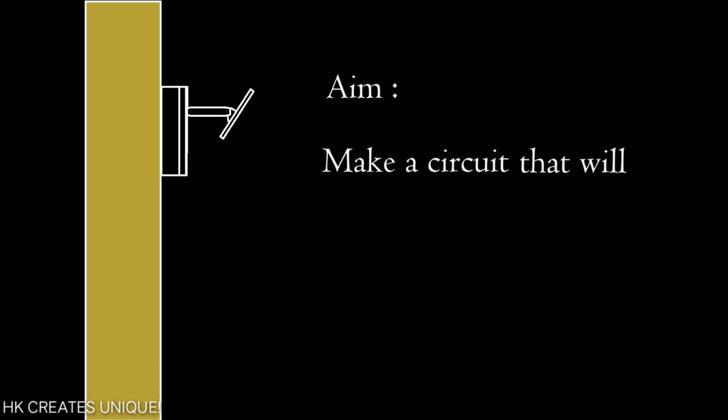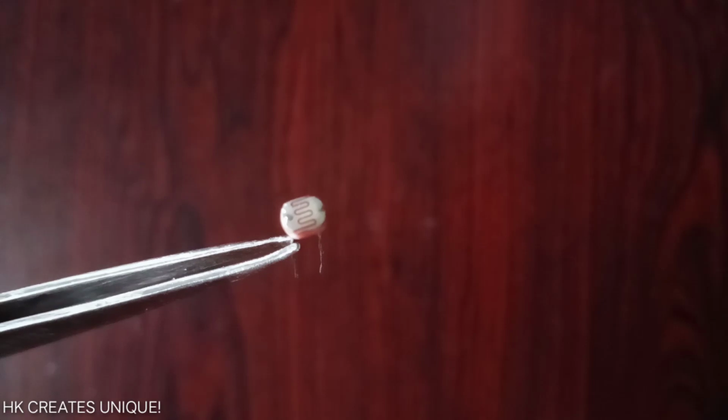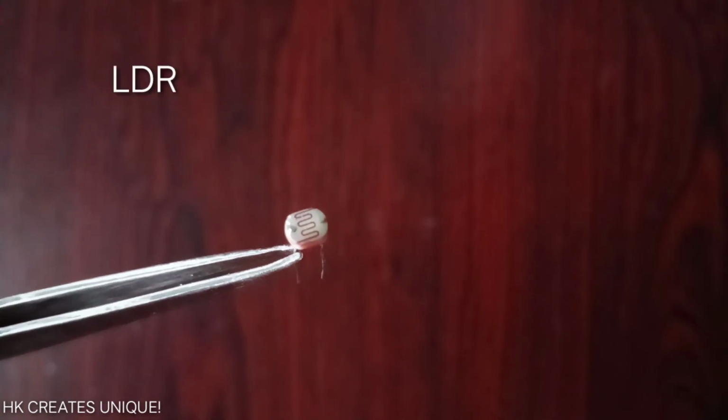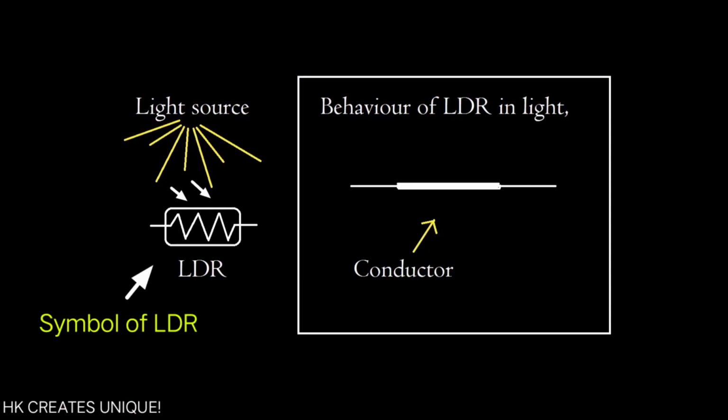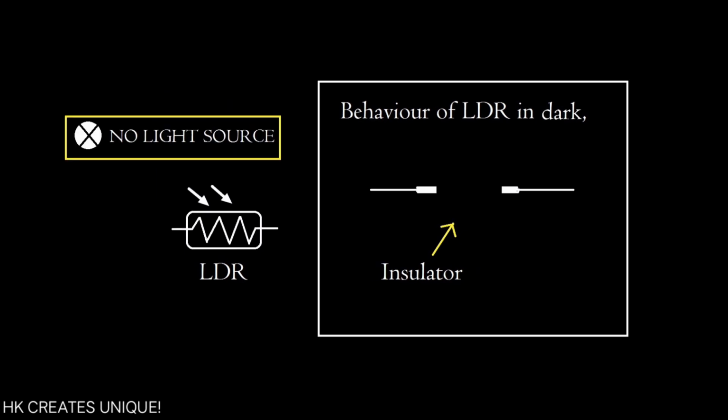Our aim here is to make a circuit that will turn the LED on automatically in dark. For that, we need a light sensor. So for the sensor, I have an LDR. It acts like a conductor when light falls on it, and acts like an insulator when there is no light.